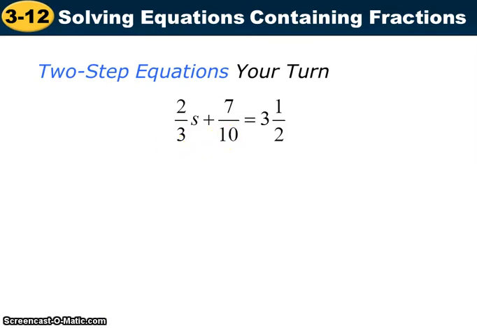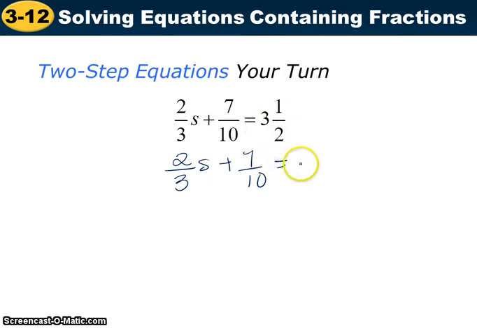Alright, so here is another one. Go ahead and try this by yourself, pause, and then come back to get the answer. Okay, so let's go ahead and solve it together. Again, there's a mixed number. Let's change it to improper. So let's rewrite the whole equation.